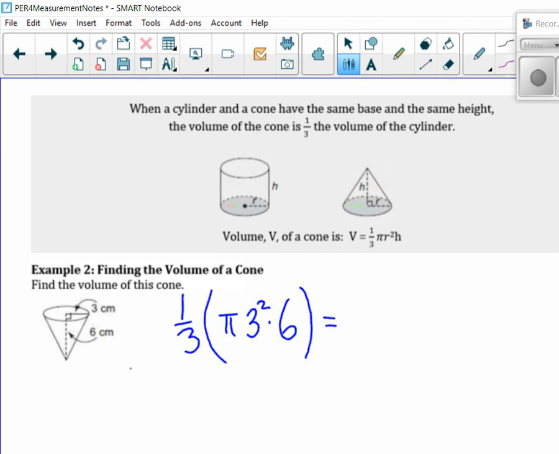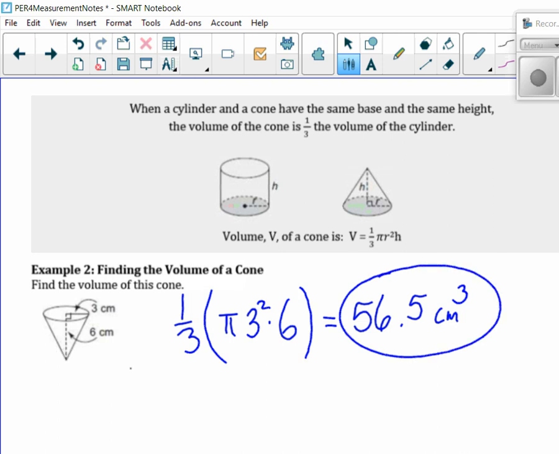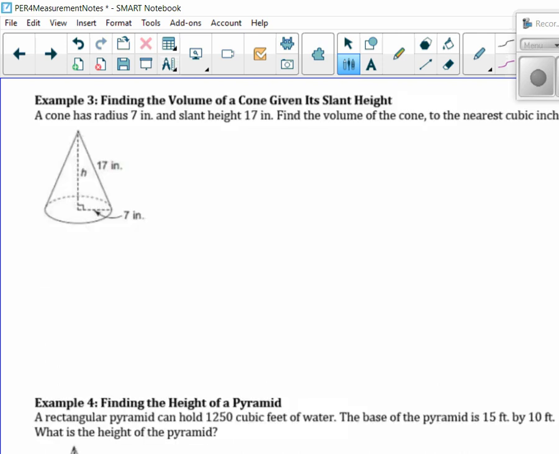Okay, so punch her in. What do you get? Remember, we're using the pi button. We're going to round to the nearest, it doesn't say here. We're going to do the nearest tenth maybe. So 56.5, and that would be centimeters cubed. Is that what everybody got? All right, moving on. Let's try this one.